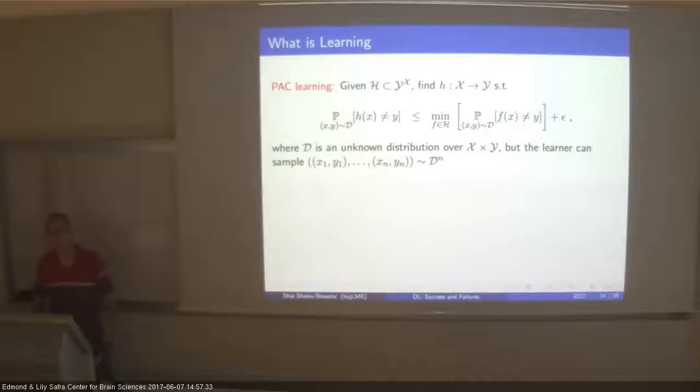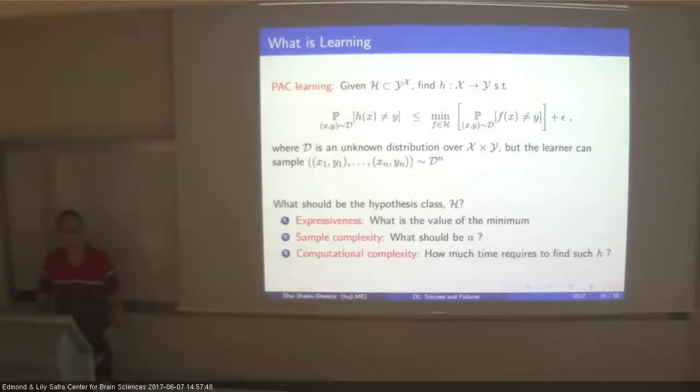And the game is that there is an unknown distribution D over pairs of examples. You can sample from D, but you do not know D, of course. Otherwise, you can use a Bayes optimal with respect to D. Okay, so this is a PAC learning game in really four lines.